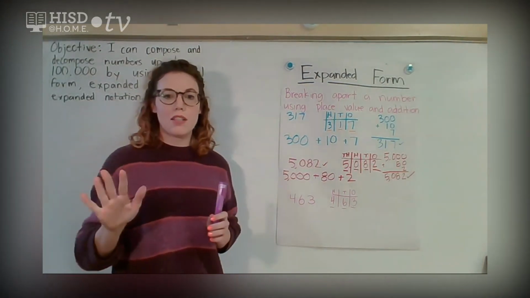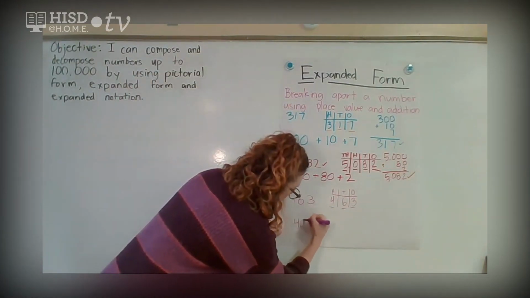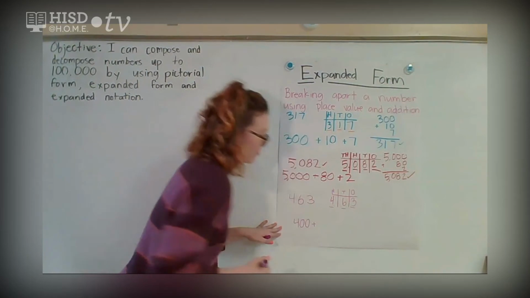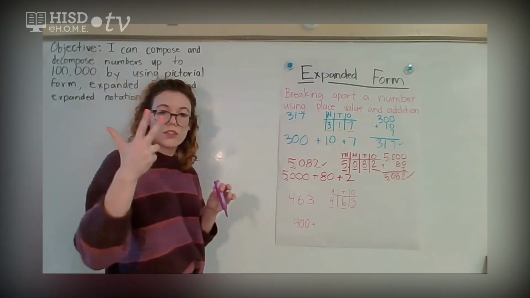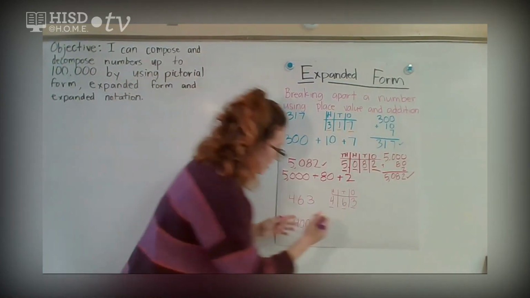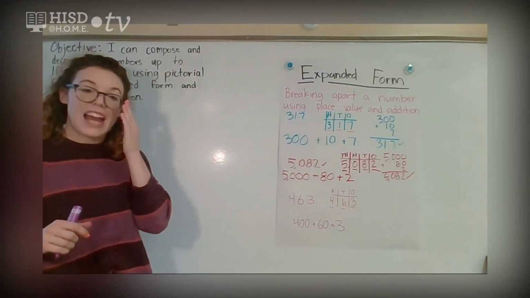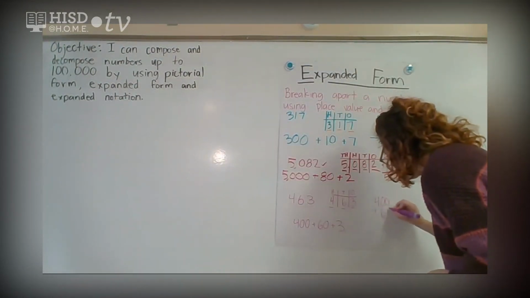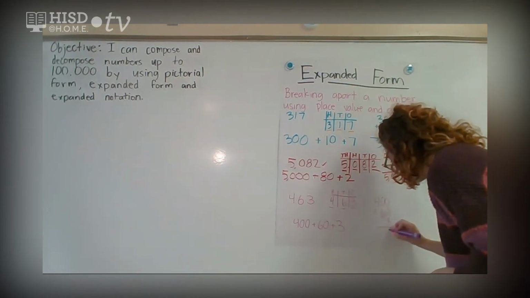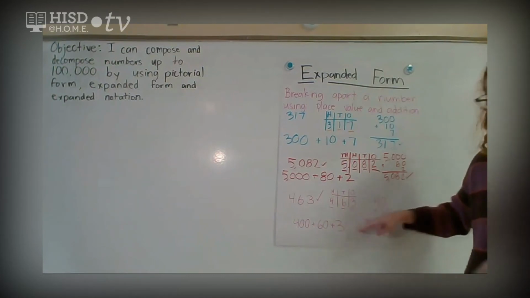If you need more time, you can pause this, but I'm going to show you what this should be. We should have 400 plus, because I have a 4 in the hundreds, a 6 in the tens, that's 10, 20, 30, 40, 50, 60. So 400 plus 60 plus 3. And if we were to add them together, 400 plus 60 plus 3 equals 463. Our answers match. So this is the correct answer.